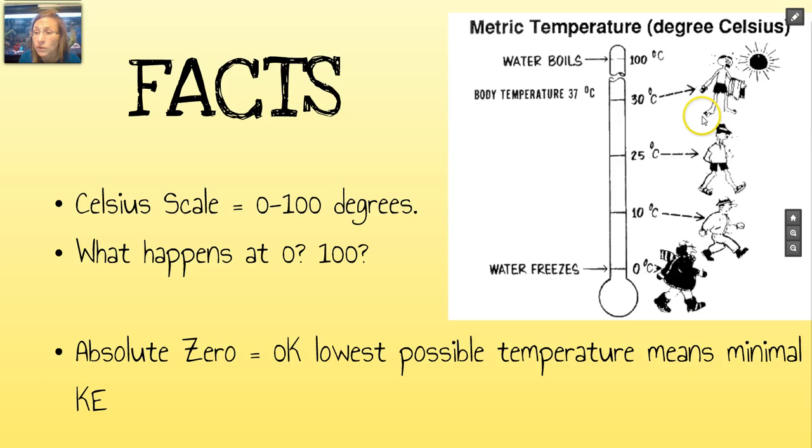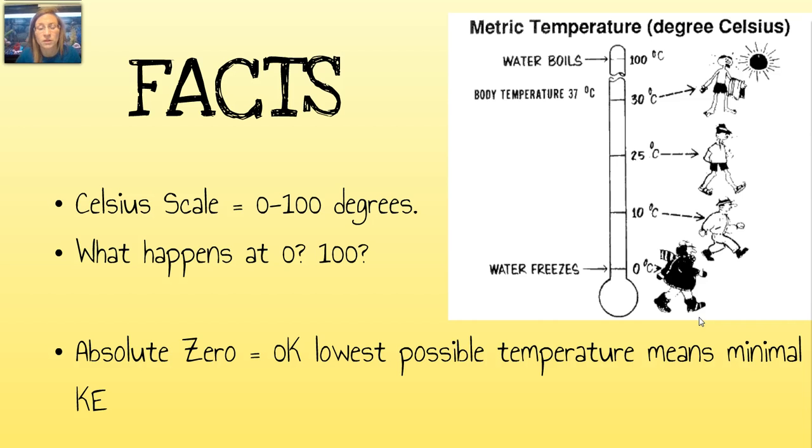To understand the temperature scale, remember that at 30 degrees, that's kind of hot for you outside. 25 degrees is more like room temp, comfortable t-shirt and shorts. 10 degrees Celsius would be jacket and pant weather. And then, of course, 0 degrees, which is when water freezes, is definitely bundling up weather. And at the other end, at 100 degrees, water is going to boil, which is very hot.